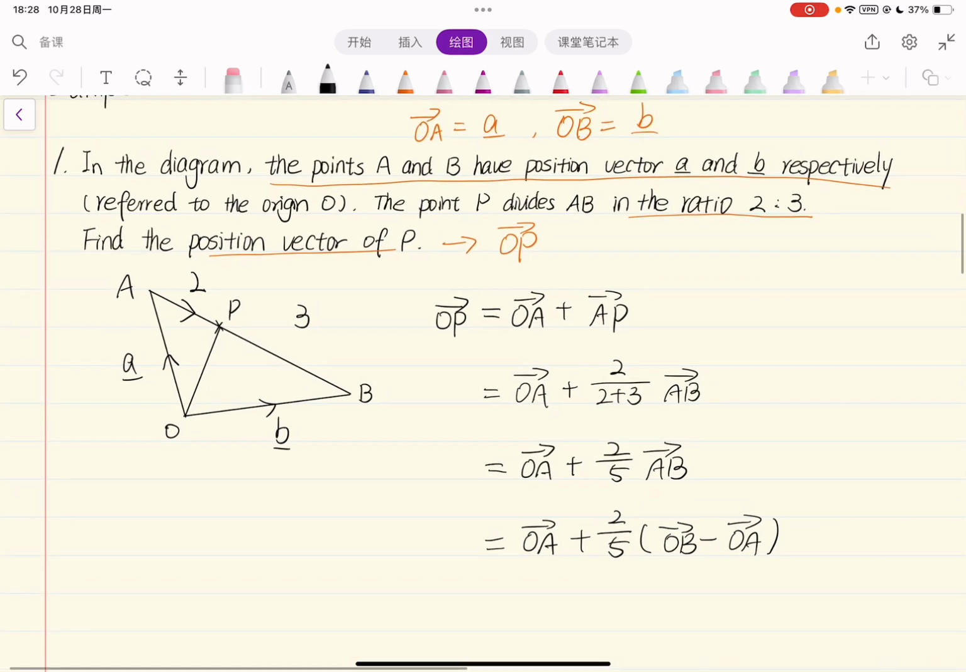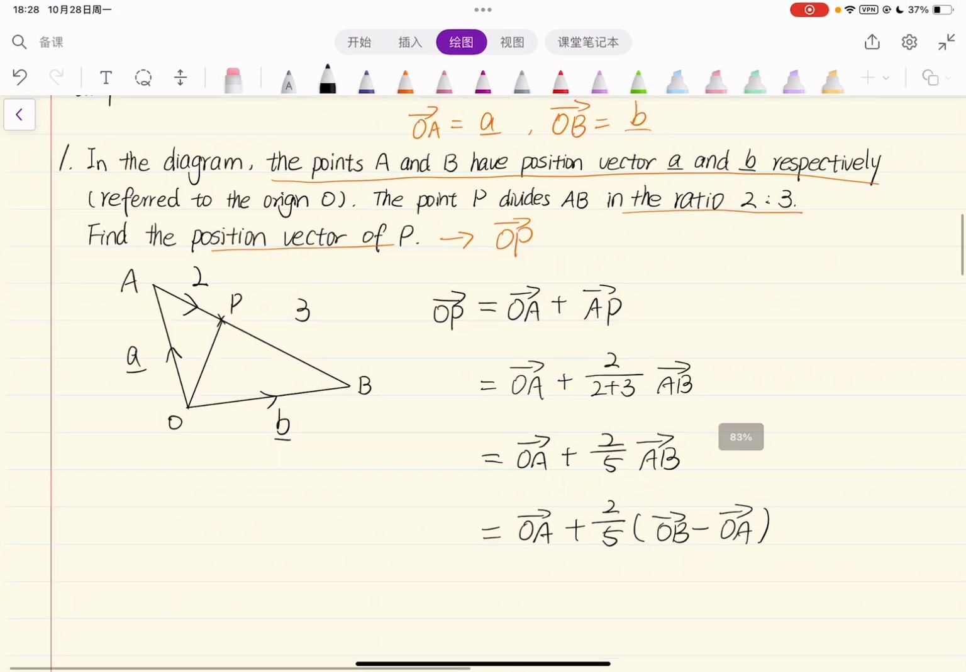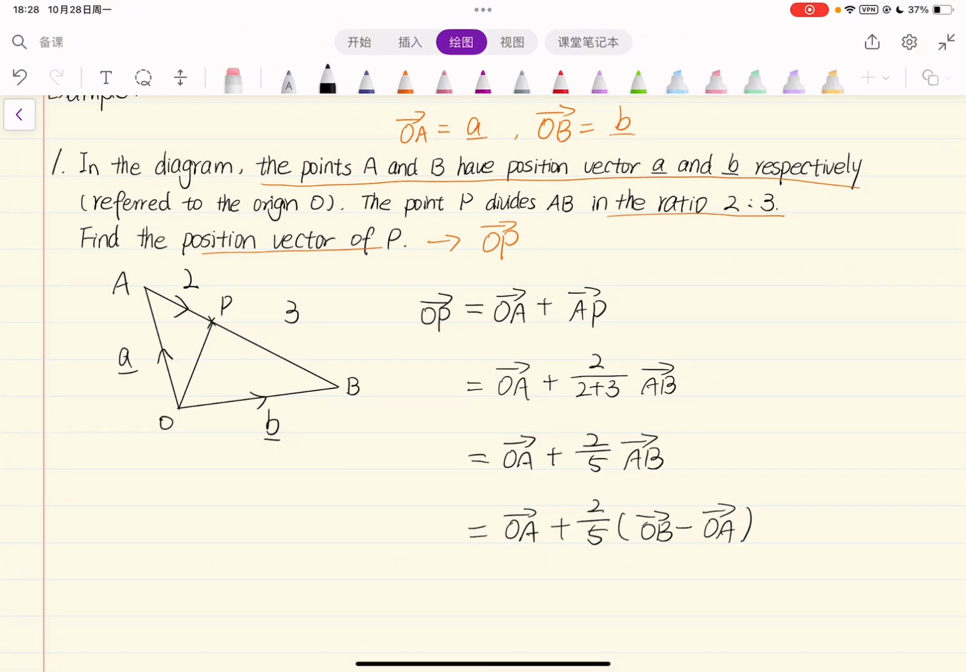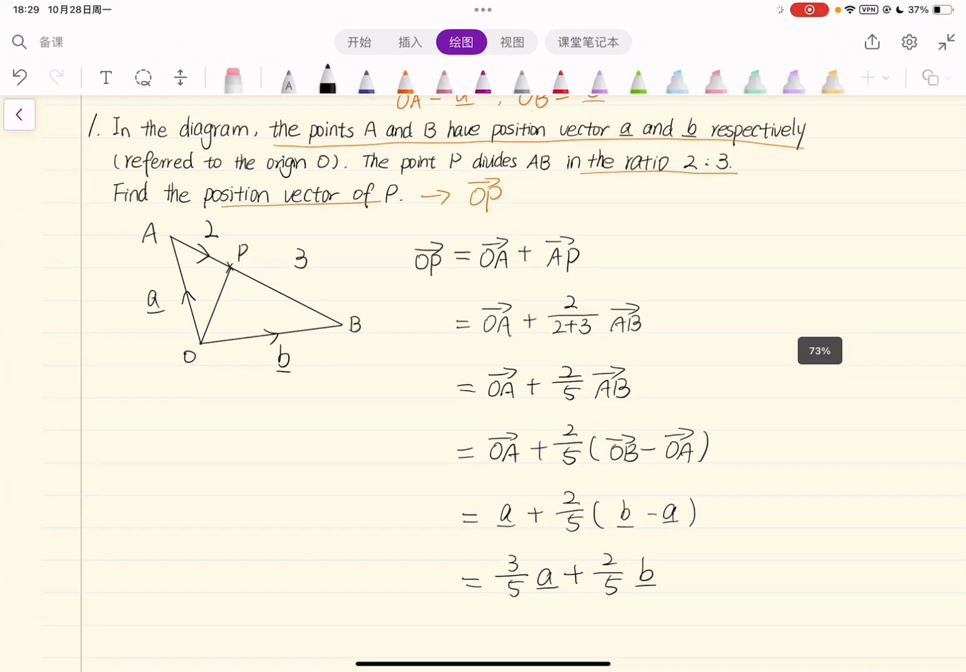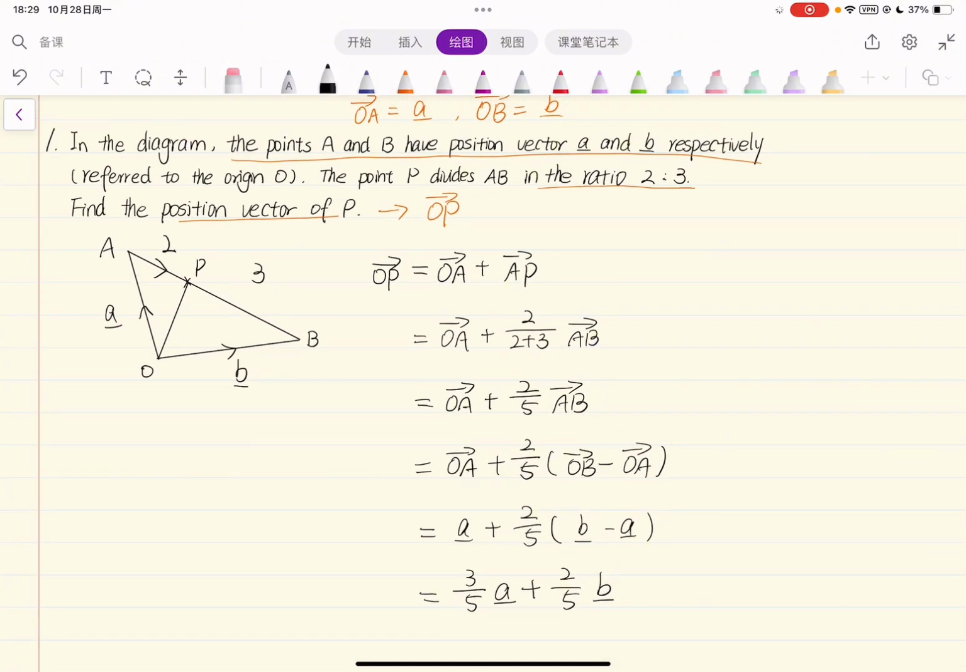And then you can substitute smaller a and smaller b into this formula. So we have a plus 2 over 5 times b minus a. And we rearrange that, we have 3 over 5 a plus 2 over 5 b. And this is the expression of the position vector of P.